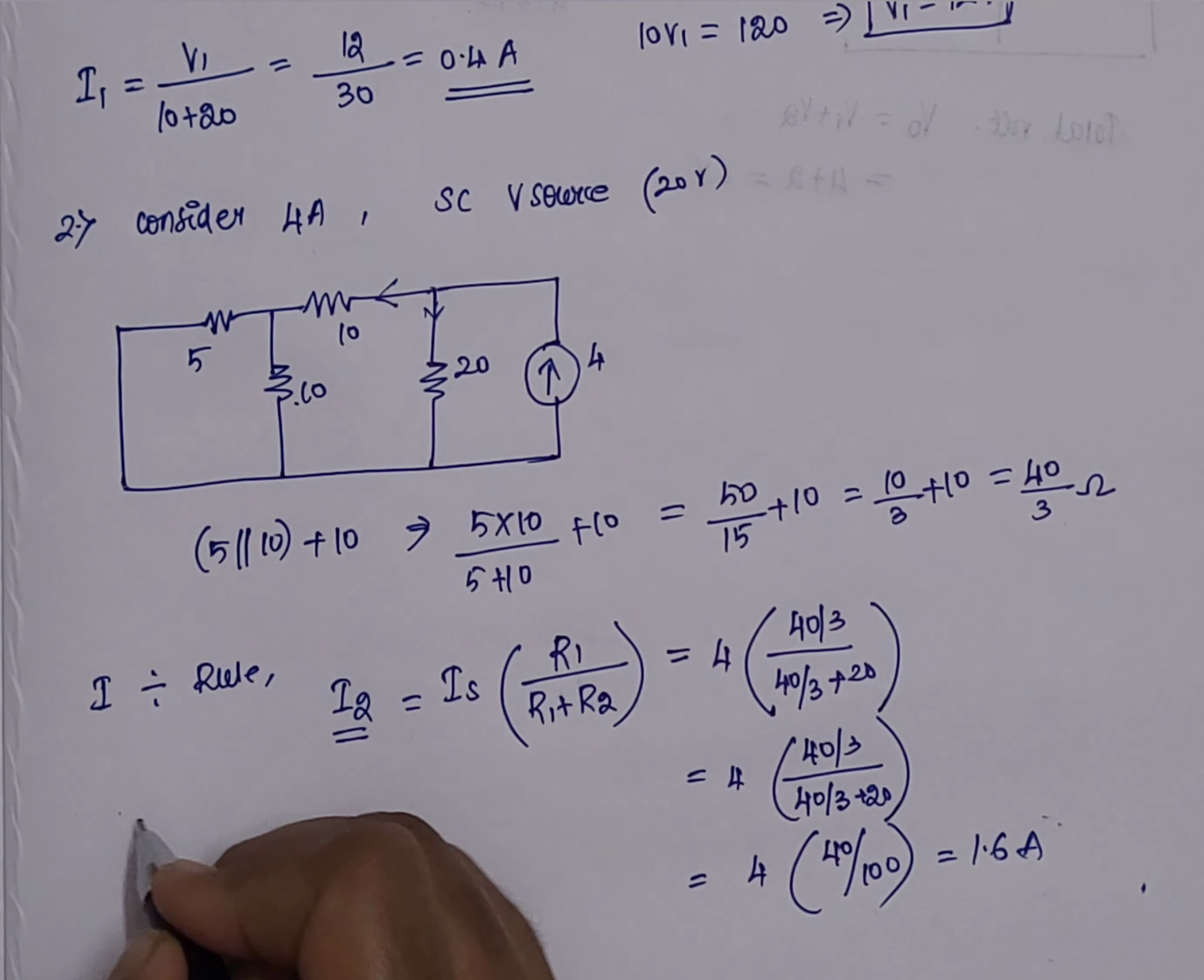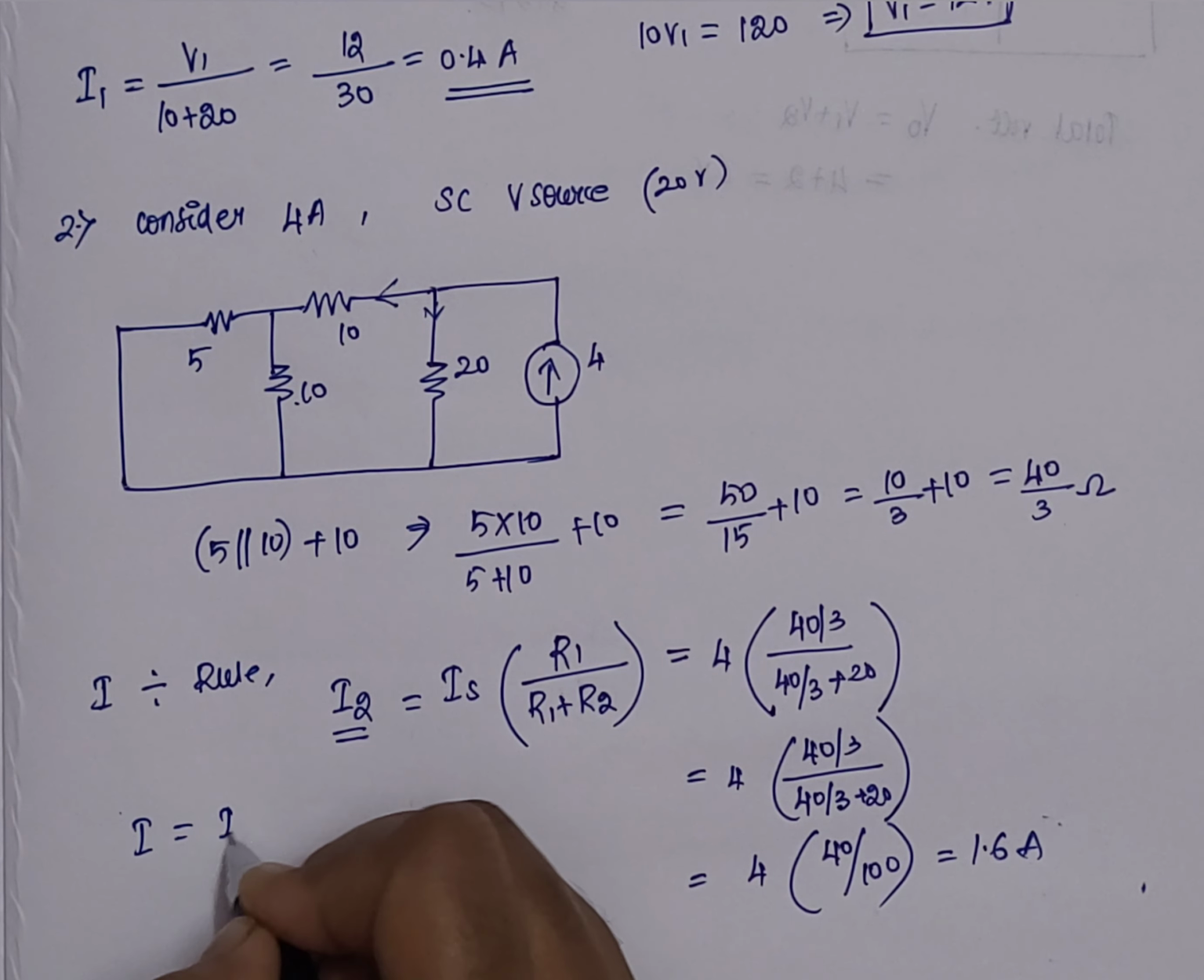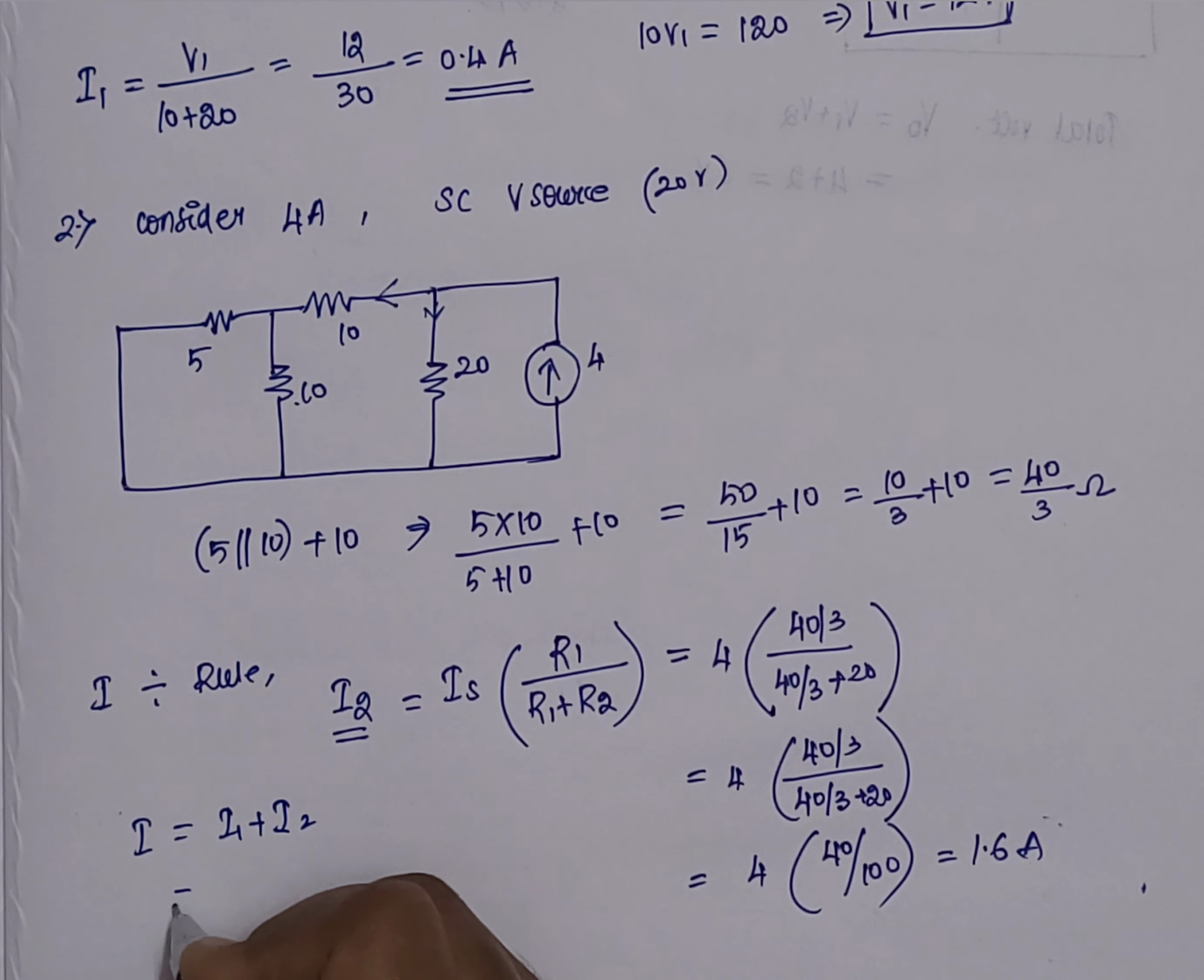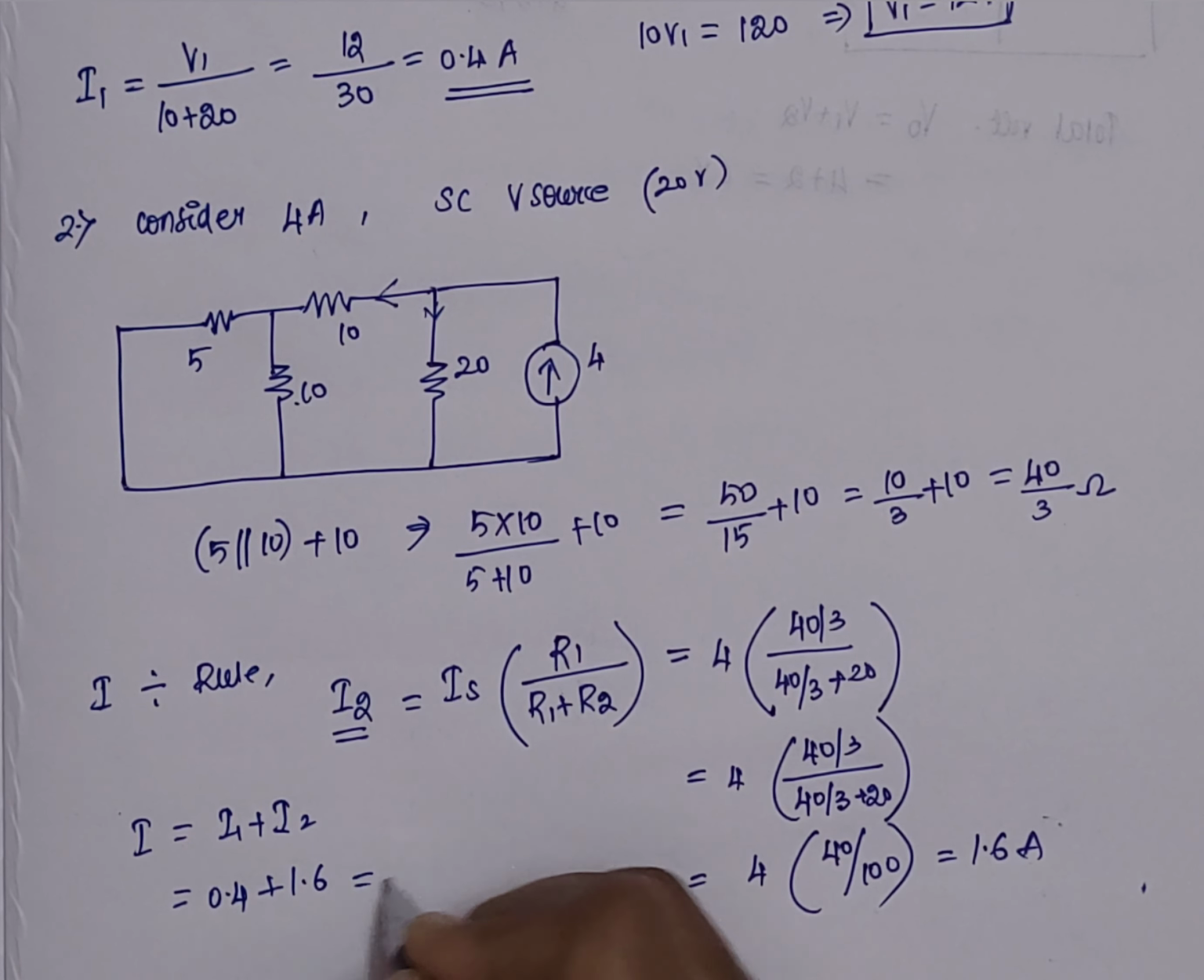So the total response, that is current, will be I1 plus I2. I1 we have got as 0.4 and I2 is 1.6, which is equal to 2 amperes. So this is the current flowing through the 20 ohms resistor.